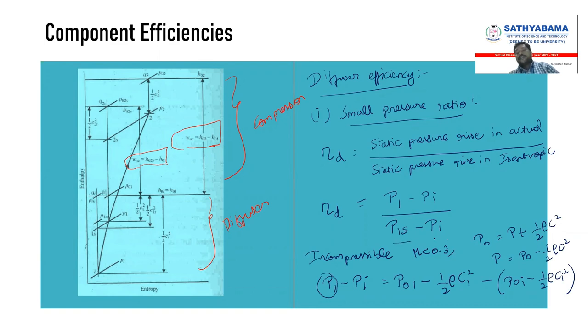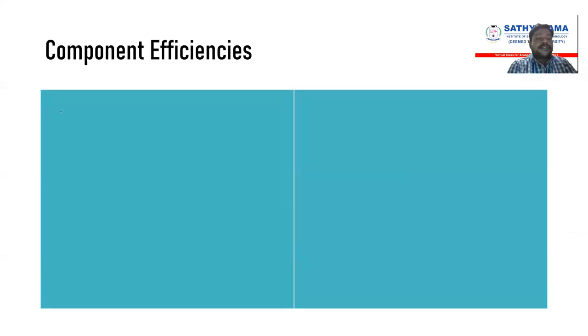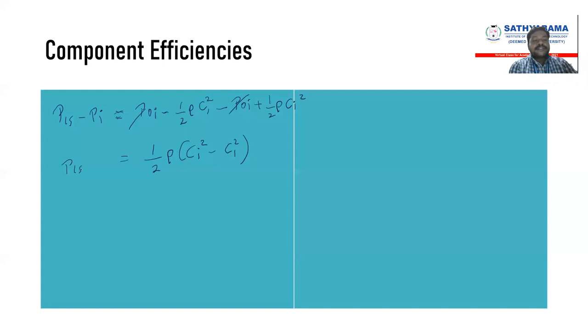Now we are going to find P1s minus Pa. For P1s, the total pressure is P0i. So it is P0i minus half rho C1 square, and then minus P0i plus half rho Ca square. The P0i gets cancelled, and taking half rho common outside, we get Ca square minus C1 square. This is nothing but the change in kinetic energy of the flow, per unit density.